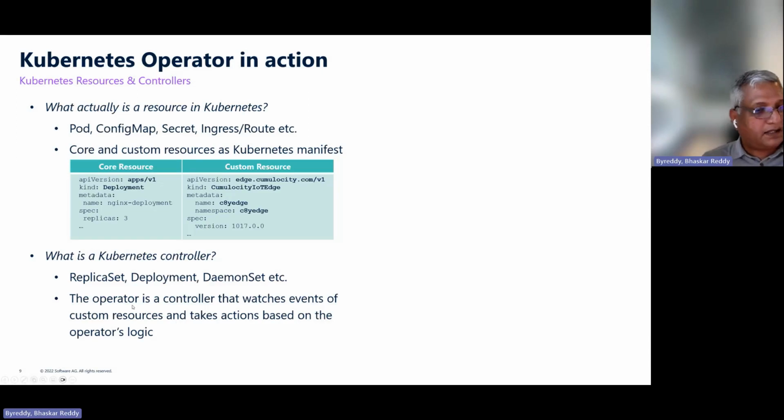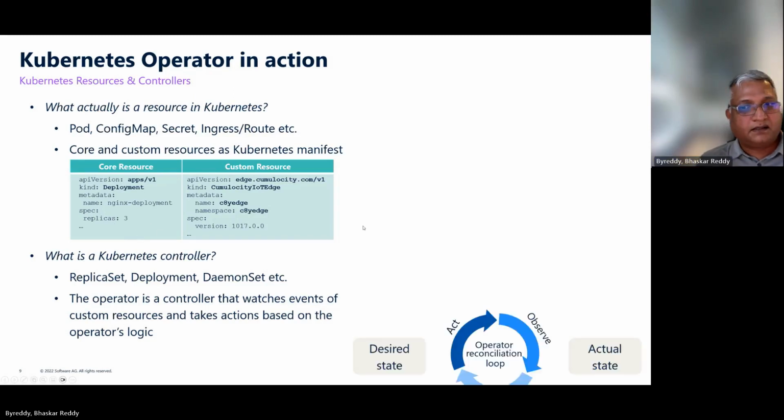So what an operator does is, an operator is an extension of a controller, a controller which watches the custom resource and does whatever is necessary to ensure that the changes in the custom resource are actually transformed into Kubernetes core resources, that the core resources are in place.